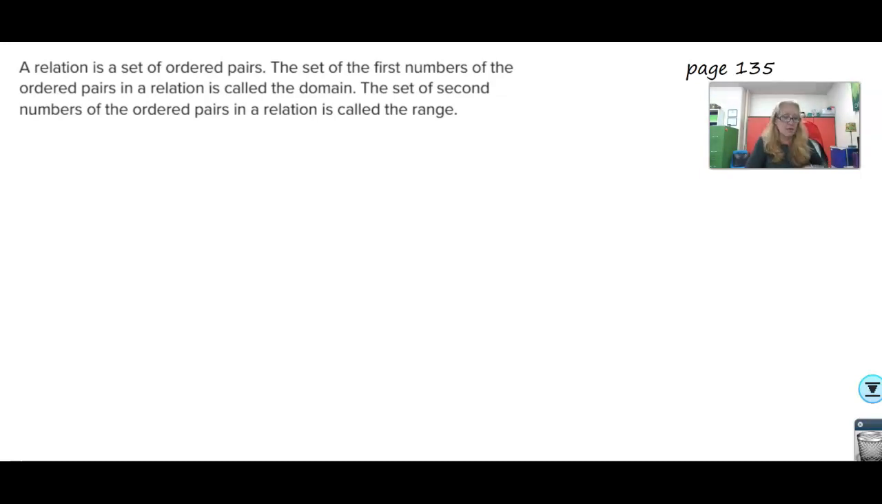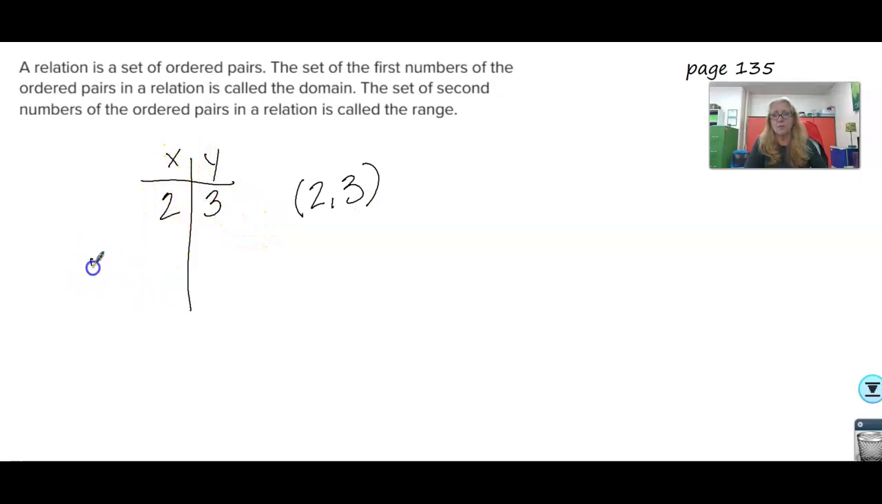When you're thinking about the XY chart, these are the X values, these are the Y values. If you have a point like 2, 3, you write it this way, (2, 3). These ones are the domain, and these ones are the range. You can think of it this way: X and Y go in alphabetical order, domain and range go in alphabetical order. See if that helps.